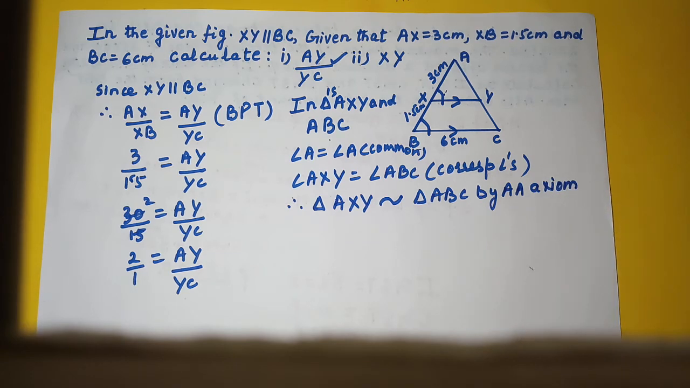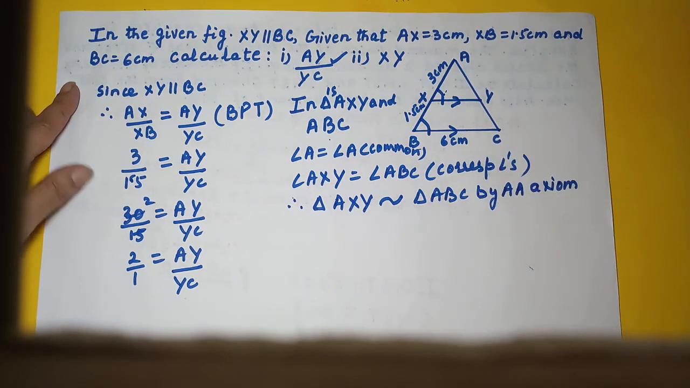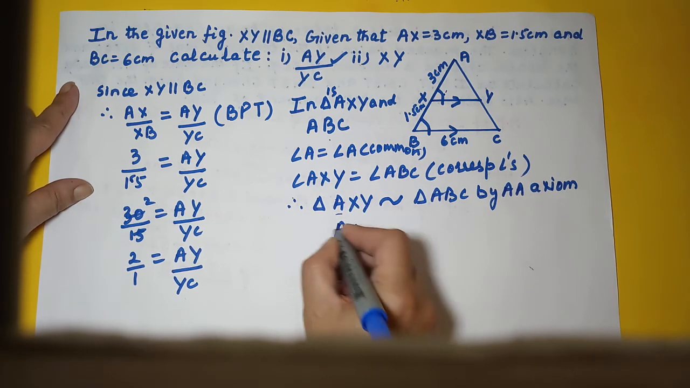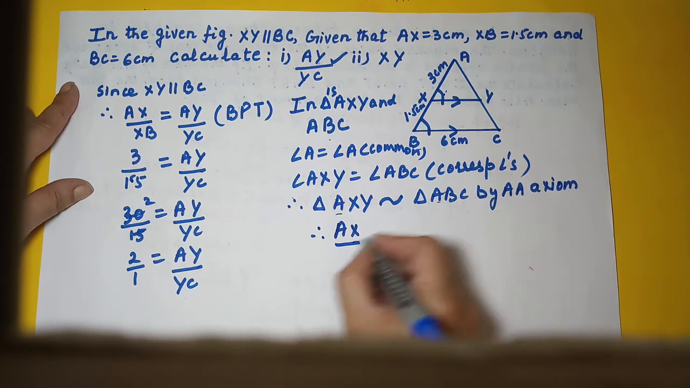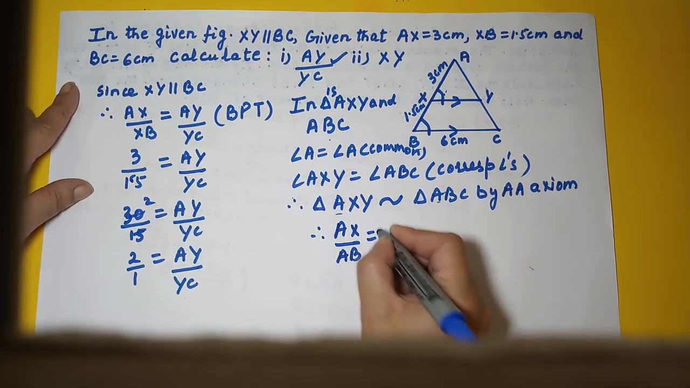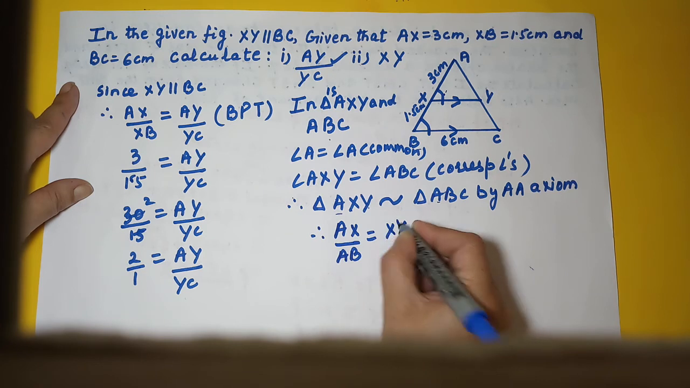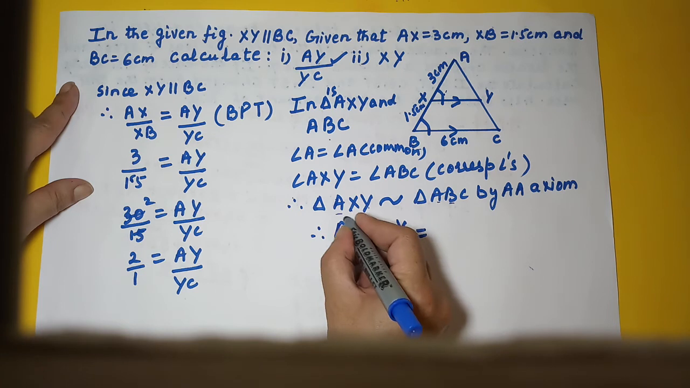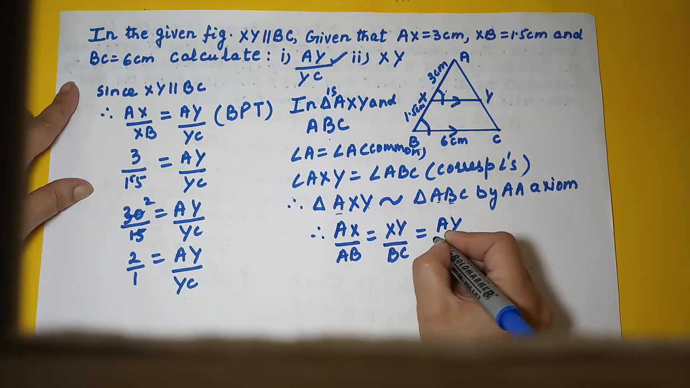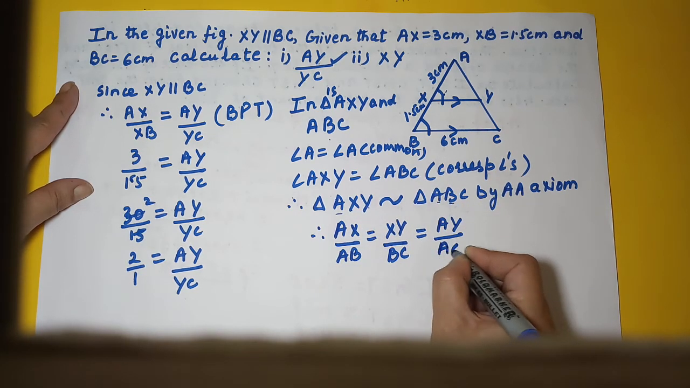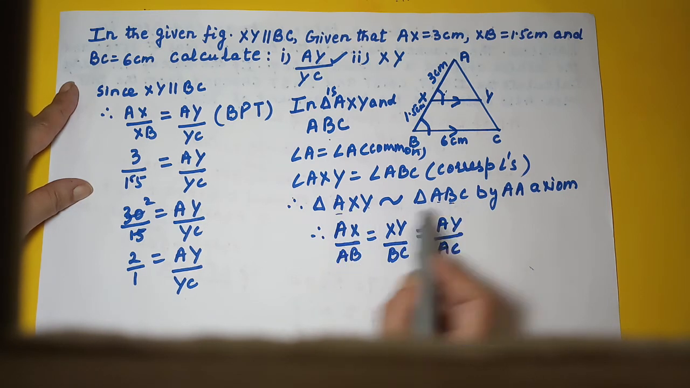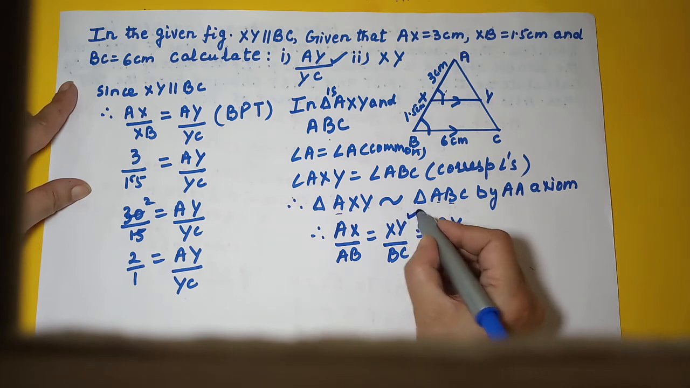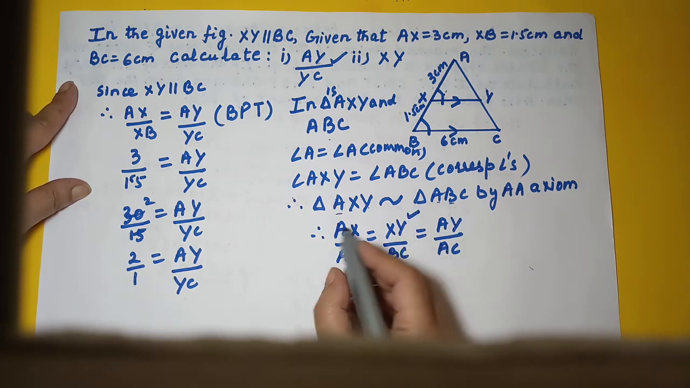So when the two triangles are similar, their corresponding sides are proportional. So can I write now AX upon AB is equal to XY upon BC is equal to AY upon AC. So that is why when I write this in order, I can set this proportionality easily, right? Now I have to find XY. So I will choose these two.